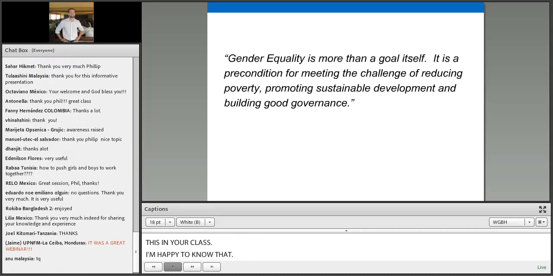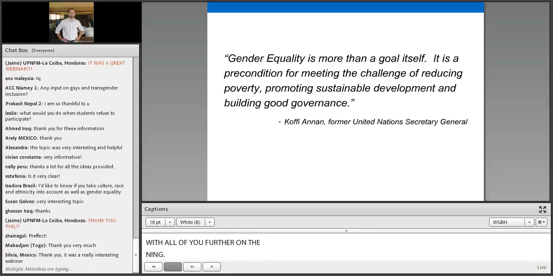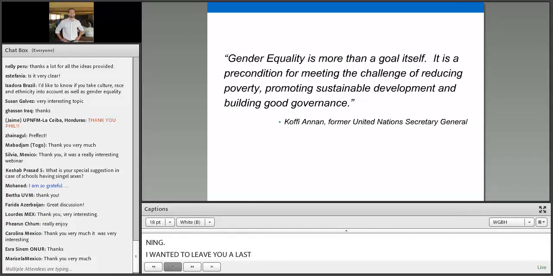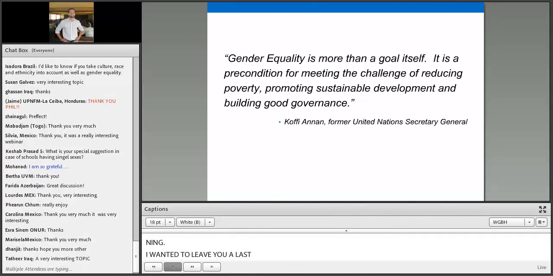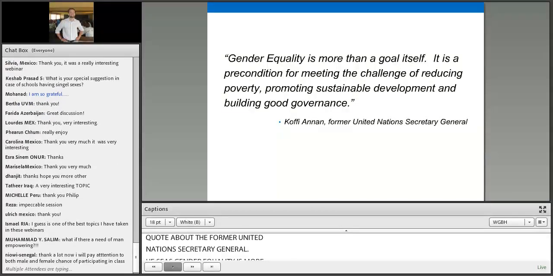And I wanted to leave you with one last quote, and this is by Kofi Annan, who is the former United Nations Secretary General. And he says, "Gender equality is more than a goal itself. It is a precondition for meeting the challenge of reducing poverty, promoting sustainable development, and building good governance."